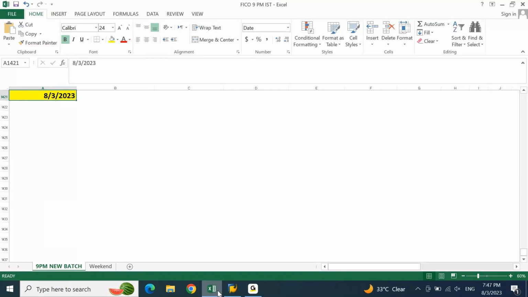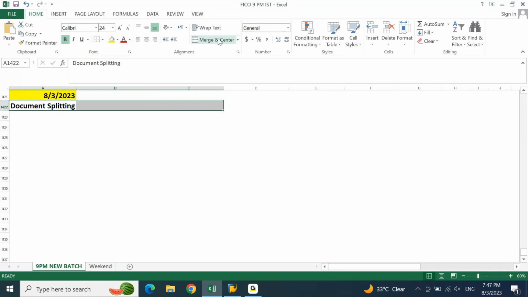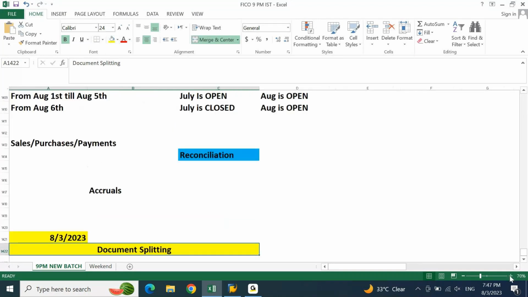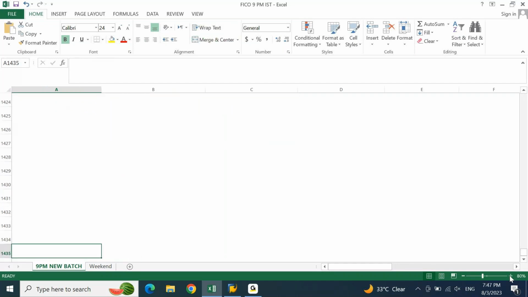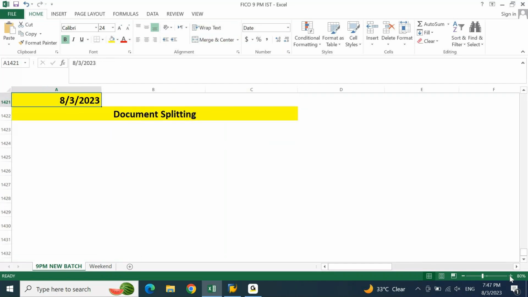All right, so now let us talk about the next topic. So this is again important. I'll talk about something called document splitting. This document splitting is again very important in SAP.